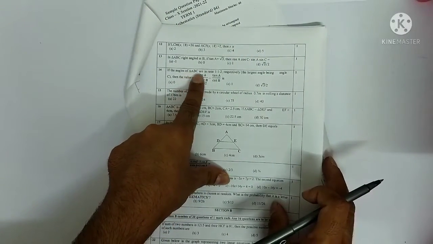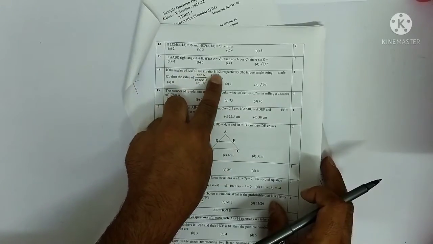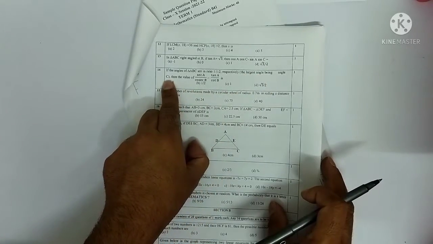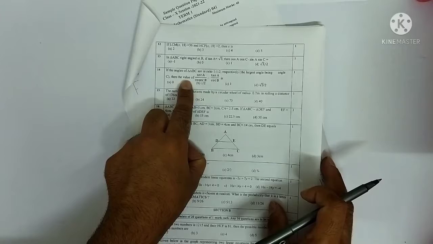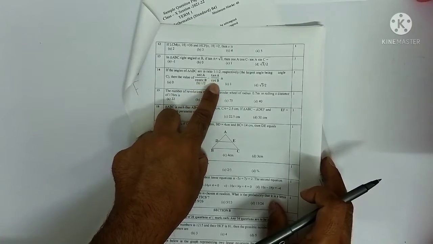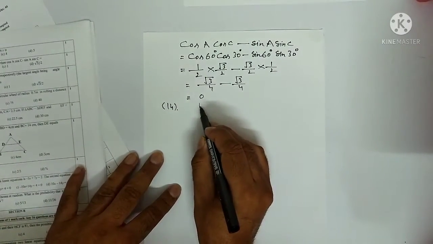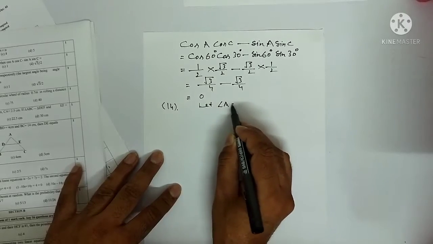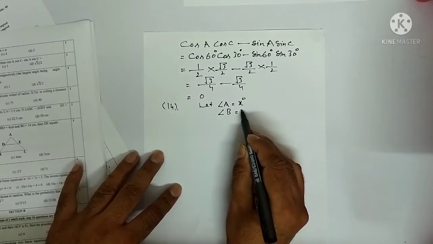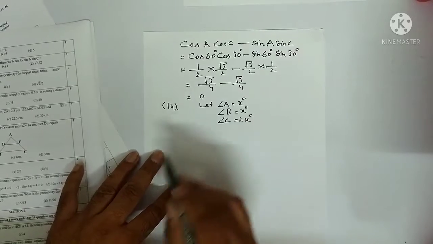If the angles of triangle ABC are in the ratio 1:1:2, this is the ratio of three angles, largest being angle C, and the biggest angle is C. Then you need to find the value of secant A upon cosecant B minus tan A upon cot B. Now in triangle ABC, I can say let angle A be equal to x degree, because the ratio is 1:1:2. Angle B is also x degree, and angle C can be taken as 2x degree.